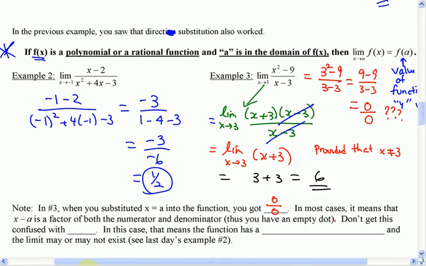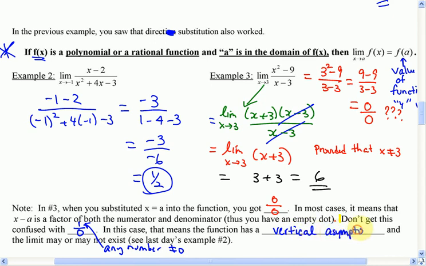Now, I also want you to understand and not confuse this with something like this, where you have a number, let's say 1 divided by 0. The top could be any number, by the way, except 0. Any number not equal to 0. When you have this, I hope you remember, this means that the function has a vertical asymptote.